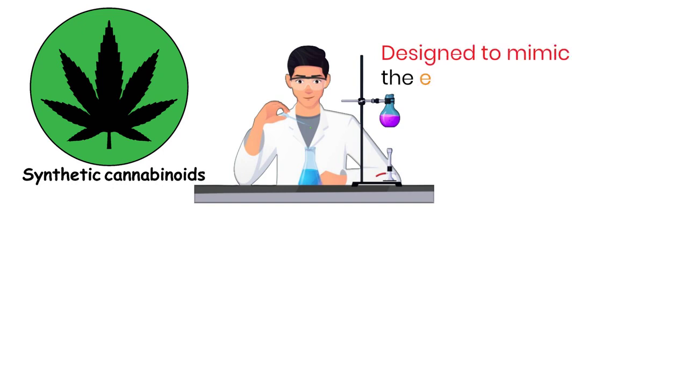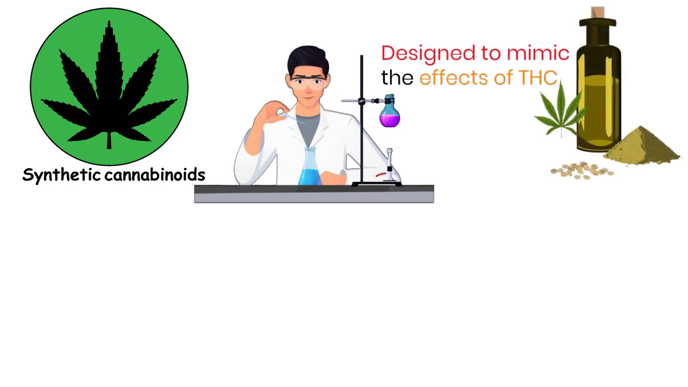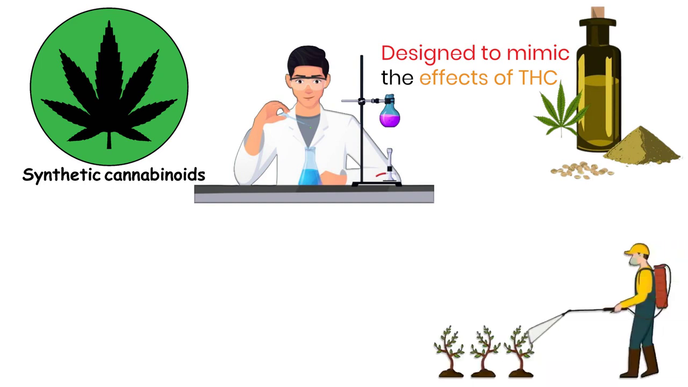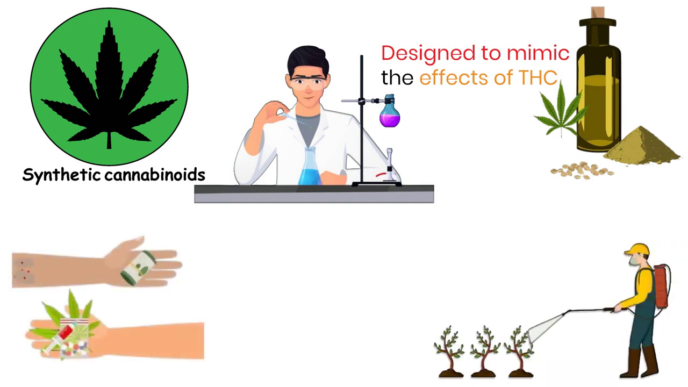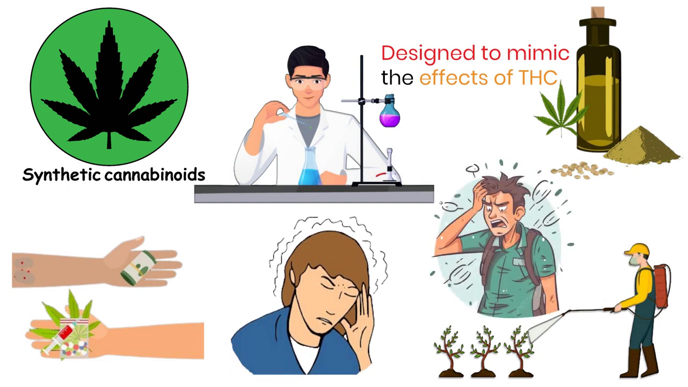Synthetic cannabinoids. Synthetic cannabinoids are man-made chemicals designed to mimic the effects of THC, the active ingredient in cannabis. They are often sprayed onto plant material and sold as synthetic marijuana, but they can cause severe and unpredictable reactions.